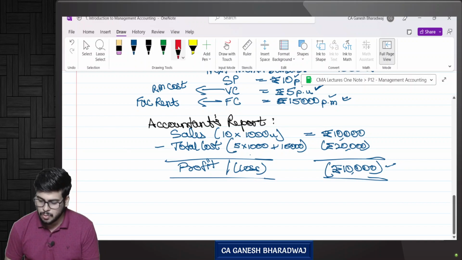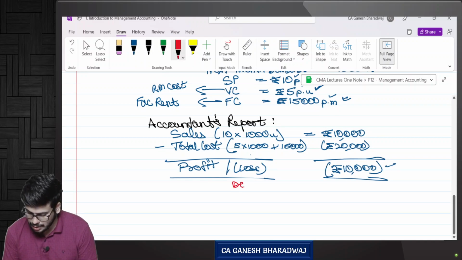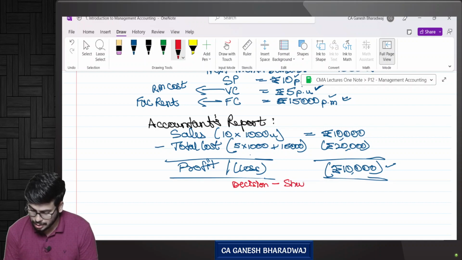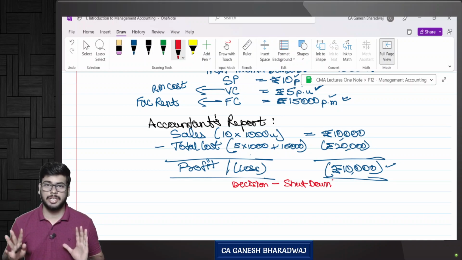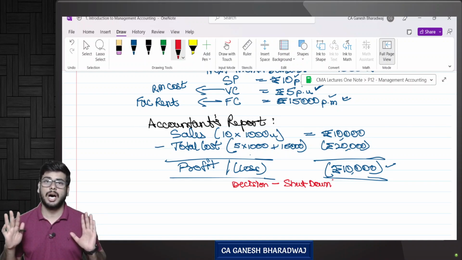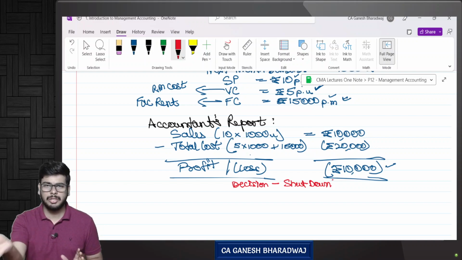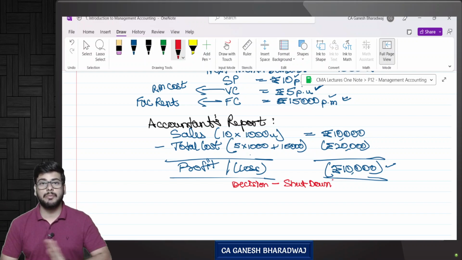A normal accountant will say, decision: shut down. He will say, sir, please shut down, because there is going to be a loss of 10,000 if you continue the business. Are you clear? For the next 1 month. After 1 month, you continue. That is not a problem. Next 1 month, you don't do business.